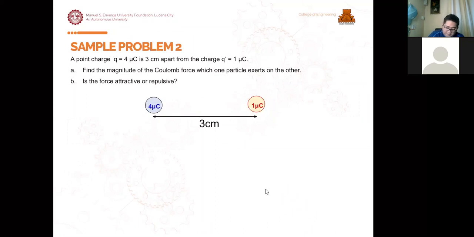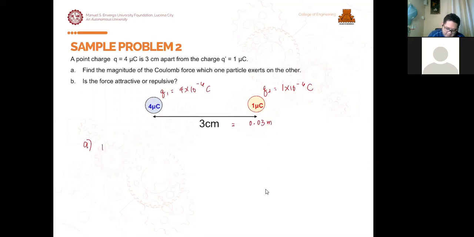Okay, first one. Okay, so convert muna natin. So si Q1 na lang yung left side. Magiging 4 times 10 to the negative 6 Coulomb. And si Q2 will be 1 times 10 to the negative 6 Coulomb. Okay? Then si 3 cm will be 0.03 meters.